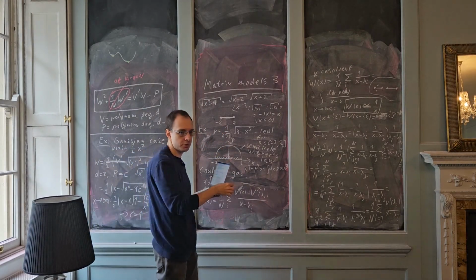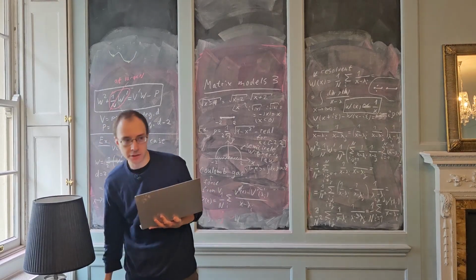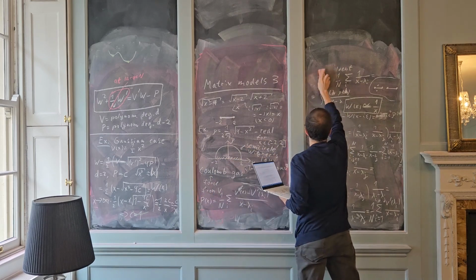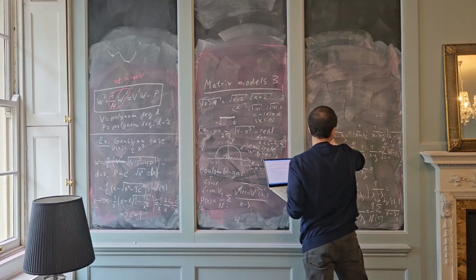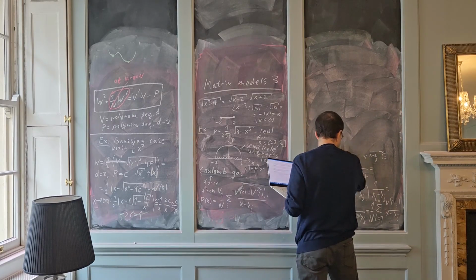So we solved the simplest example, the Gaussian matrix model, and we found this semicircle density. Now let's solve a more complicated model, with the quartic potential. It's another famous model that was studied quite a lot, and it's still relatively simple.